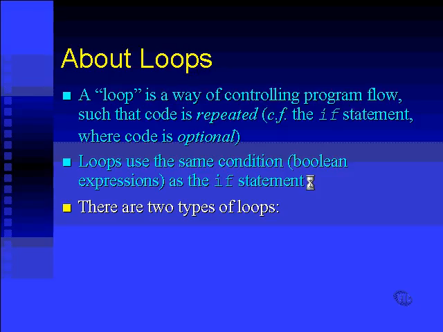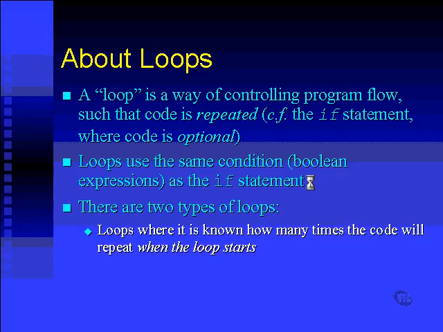And there are two types of loops. Firstly, there are loops where it is known at the time when the loop starts how many times through the loop the code will execute. What does that mean? Well, imagine a program is running, executing line by line until it gets to the beginning of a loop. Now, at that point, the program may or may not know how many times through the loop the program is going to execute. That gives us the two types of loops.